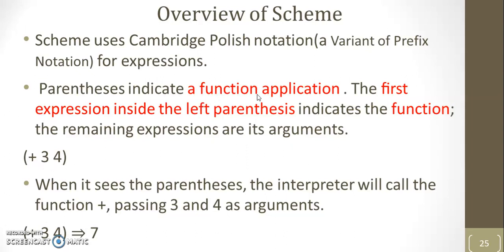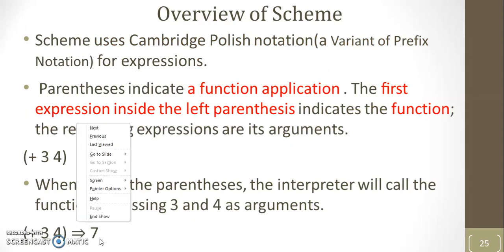So parenthesis indicates the function application, in which the first expression inside the left parenthesis indicates the function, and the remaining things will be considered as the arguments. So when a parenthesis is encountered, the interpreter will be calling the plus function, passing the arguments 3 and 4. So then you will be getting the output as 7.